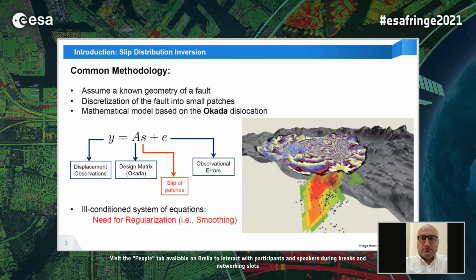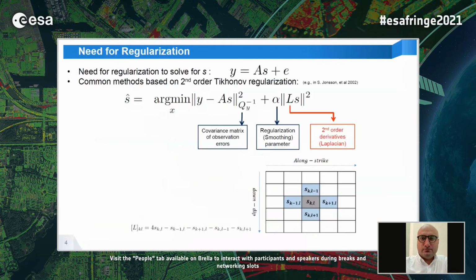If we go to the next slide, the most common method for this regularization is the second-order derivative or Laplacian regularization, or second-order Tikhonov regularization, that puts some smoothness, as this kernel L, on the slips, and alpha is a regularization or smoothing parameter. There are plenty of different methods to choose alpha. Recently, in the next slide, we see that there are other methods.